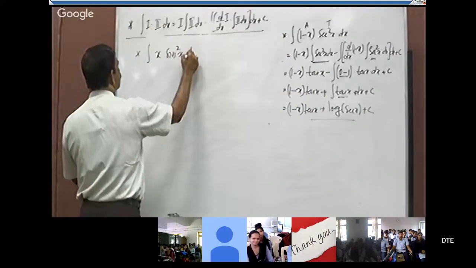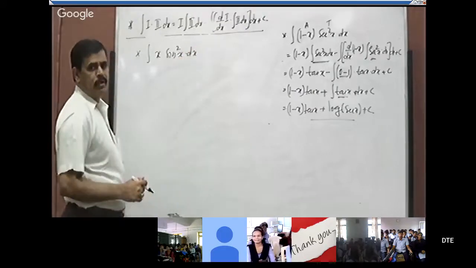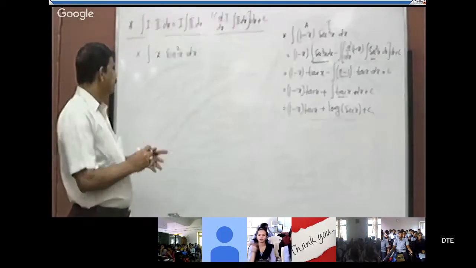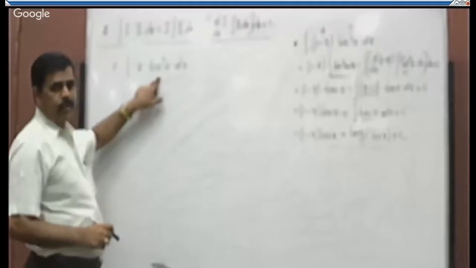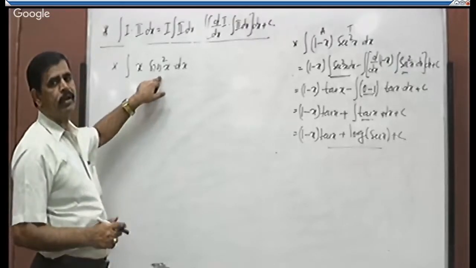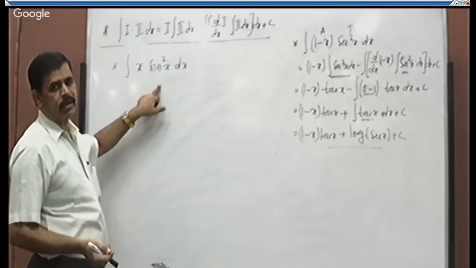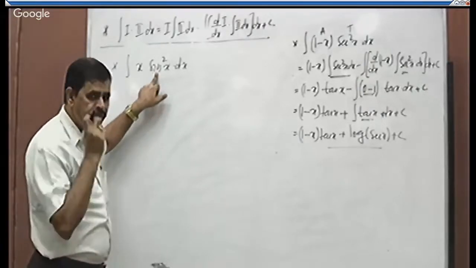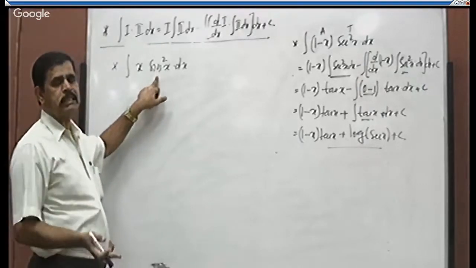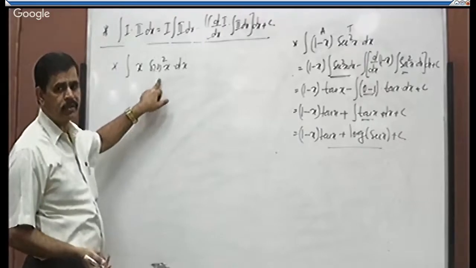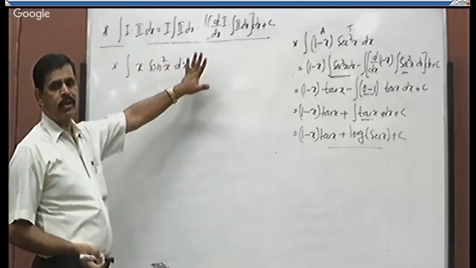Right. Next problem, it is of a different type. Integration of x into sin square x or cos square x. So here, x into sin square x. Sin square x does not have integration directly. To integrate this sin square, we need to take some formula for this. That is 1 minus cos 2x divided by 2.